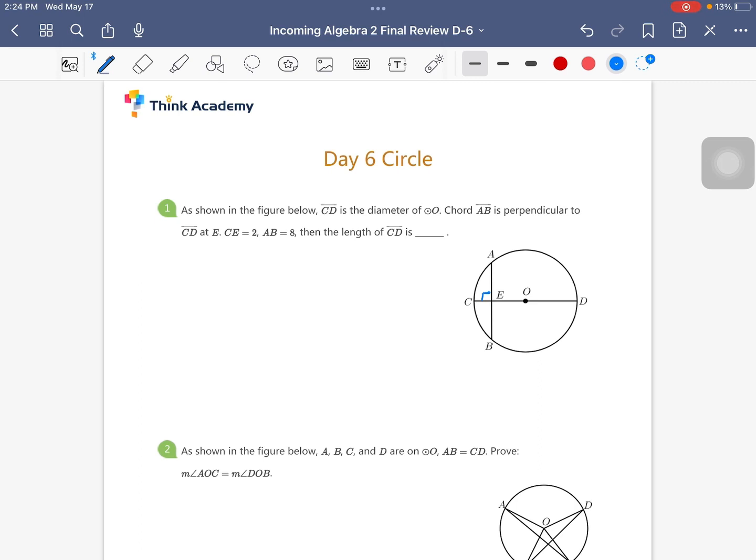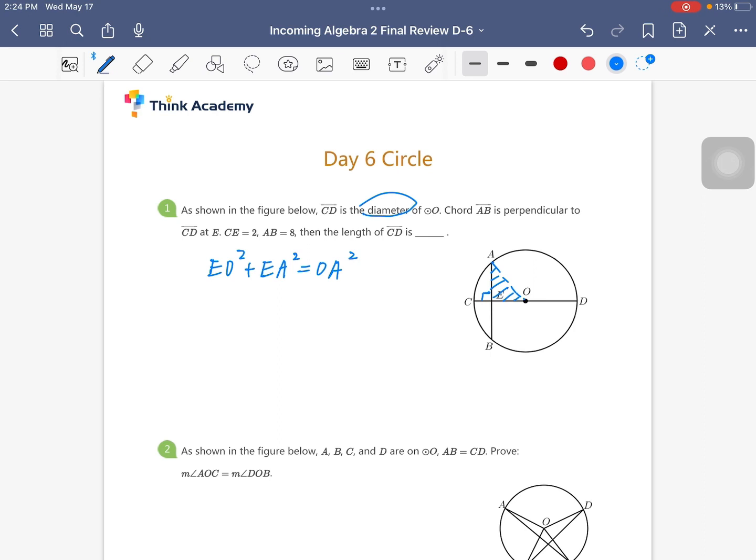In order to get the length of CD, CD is the diameter, right? So if we can get the length of the radius, then we just double it to get the diameter. And we have AB perpendicular to CD here. So if we connect OA, triangle OAE would be a right triangle, and for that right triangle, we have EO squared plus EA squared equals OA squared.